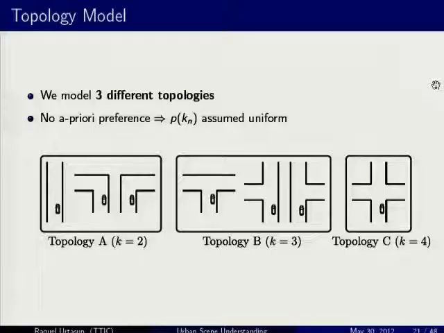The first thing that you need to do is define the topological model that you want to obtain. In this case, we focus on intersections of 3 different types in terms of topology. We have 2-arm, 3-arm and 4-arm intersections, which model most of the intersections in cities.